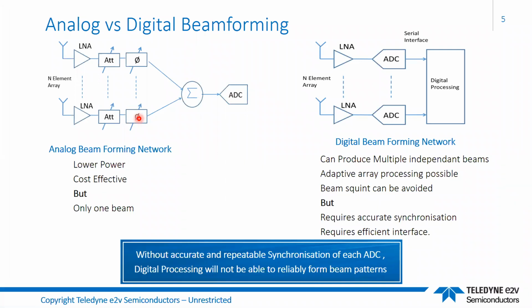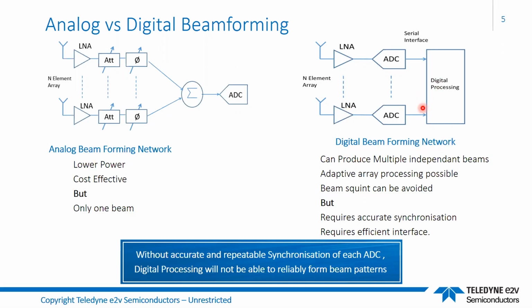And there are chips available, core chips that perform these features in a very compact way. And this gives advantages of lower power. It's a cost-effective way of forming beams, but per setting that you have in your analog array, you only have one beam. So that is good, but can be improved. And a way to improve it is to use a digital beamforming network.